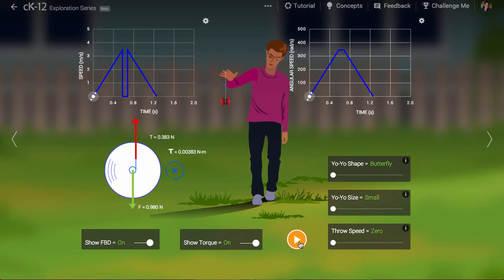So play around, try different throw speeds and yo-yo types, and see what you can discover.